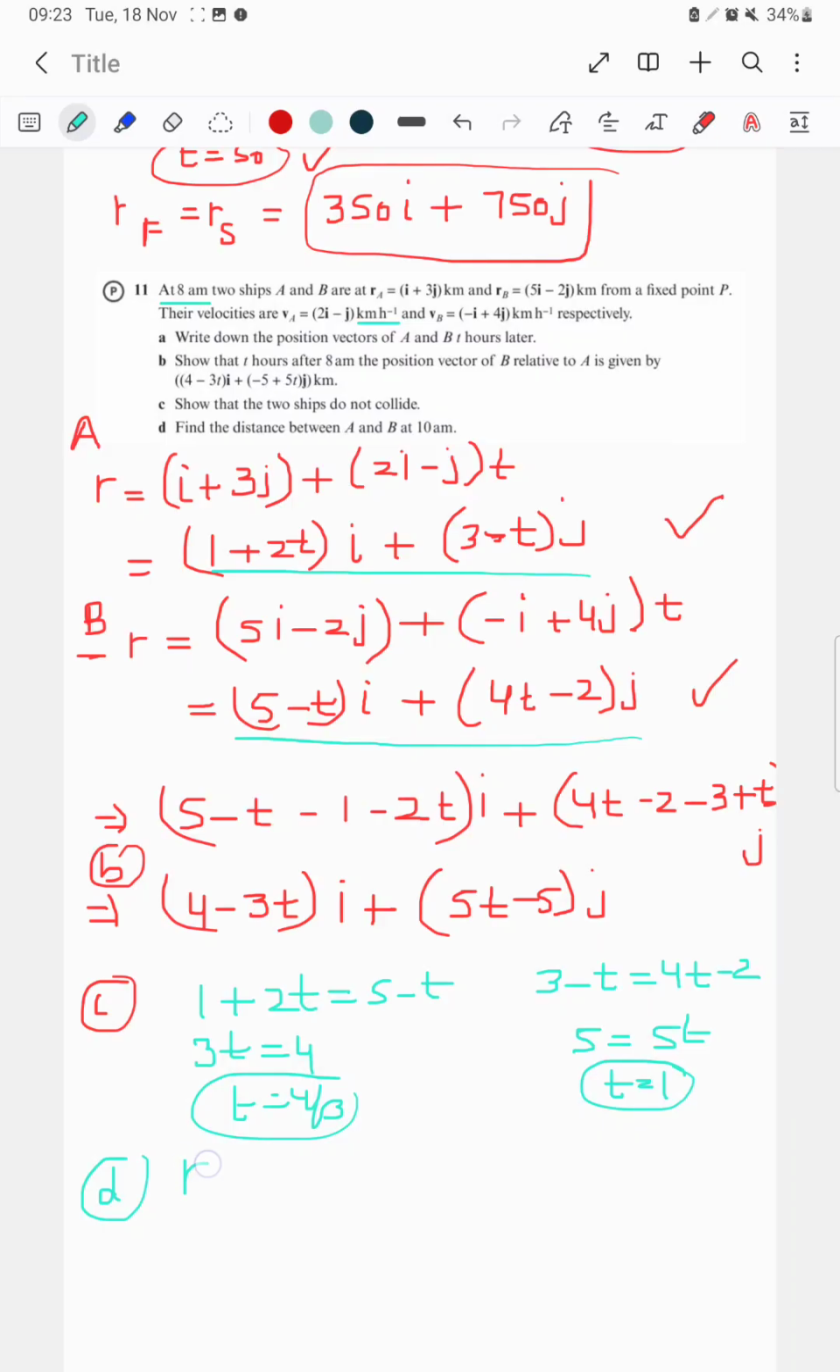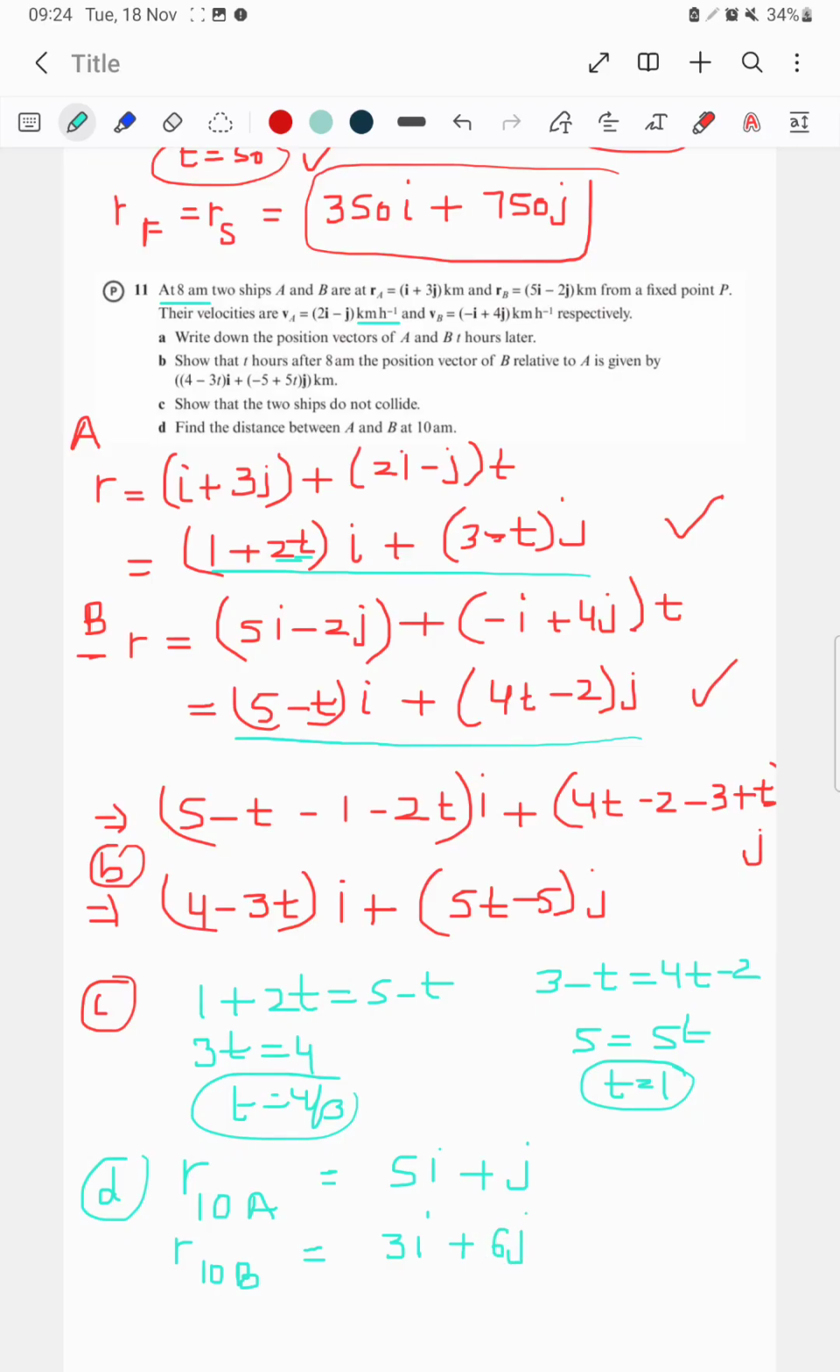So if I find the position at 10 for A, r10A, that means after 2 hours I have to substitute it. So it is going to be 5i, because I substitute t as 2. So 2 times 2 is 4, 4 plus 1 is 5, and 3 minus 2 is 1, so j. And the position of B at 10 is 5 minus 2, which is 3i, plus 4 times 2, 8 minus 2, 6j.